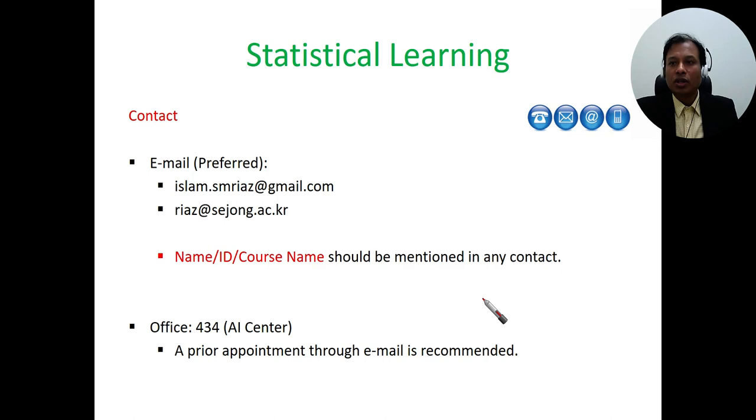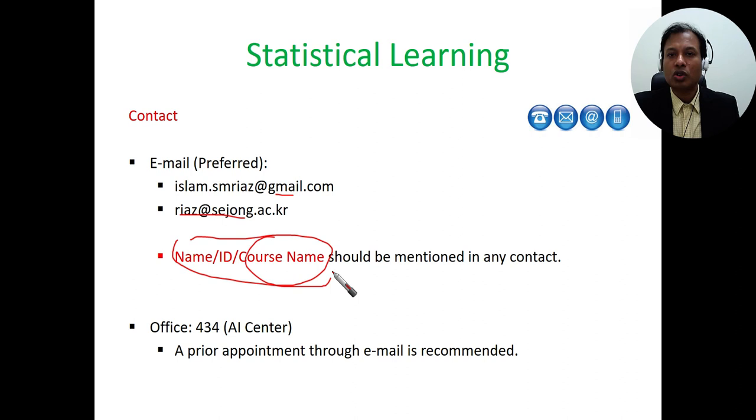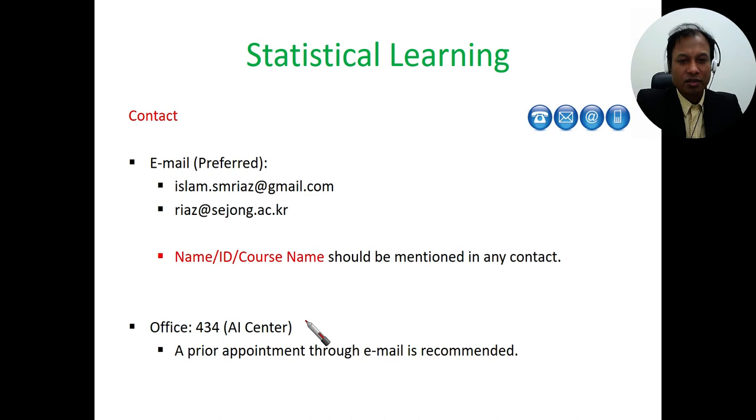So yes, you can contact me through the email that I prefer. It is better that you contact through Gmail, because that's more convenient than my official email address. And whenever you email, please write your name, ID, and course name. Yes, you need to write the course name, because I'm also giving another course. Otherwise, it would be inconvenient for me to know which course you are referring to. And definitely you may come to my office following all the COVID-19 precautions and guidelines. But please have a prior appointment through email. That's what I recommend.